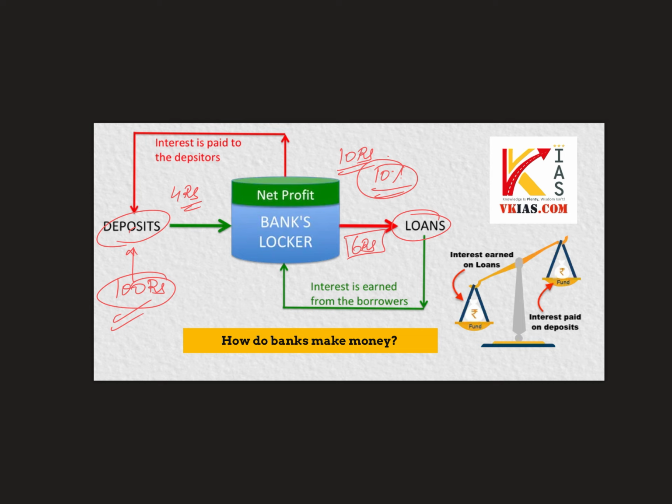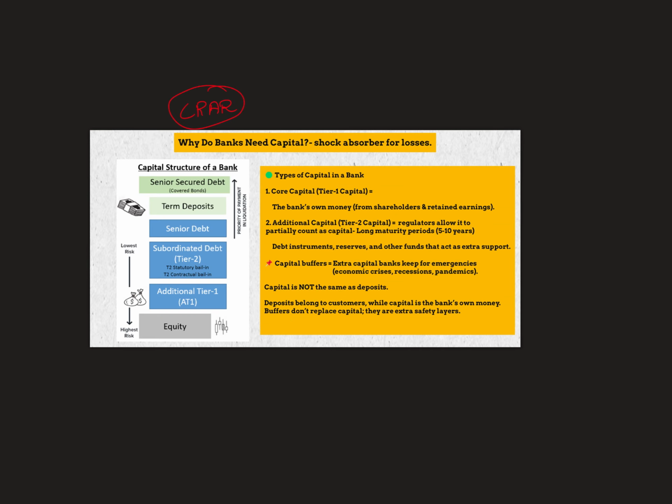That's how banks operate. And if the interest earned on loans is much higher than the interest paid on deposits, that's a profitable model. If that is not the case, banks will not make money. Economic Survey uses this term called CRAR, or the capital risk adequacy ratio. Globally, this is also called capital adequacy ratio simply. Now let's understand what this is.